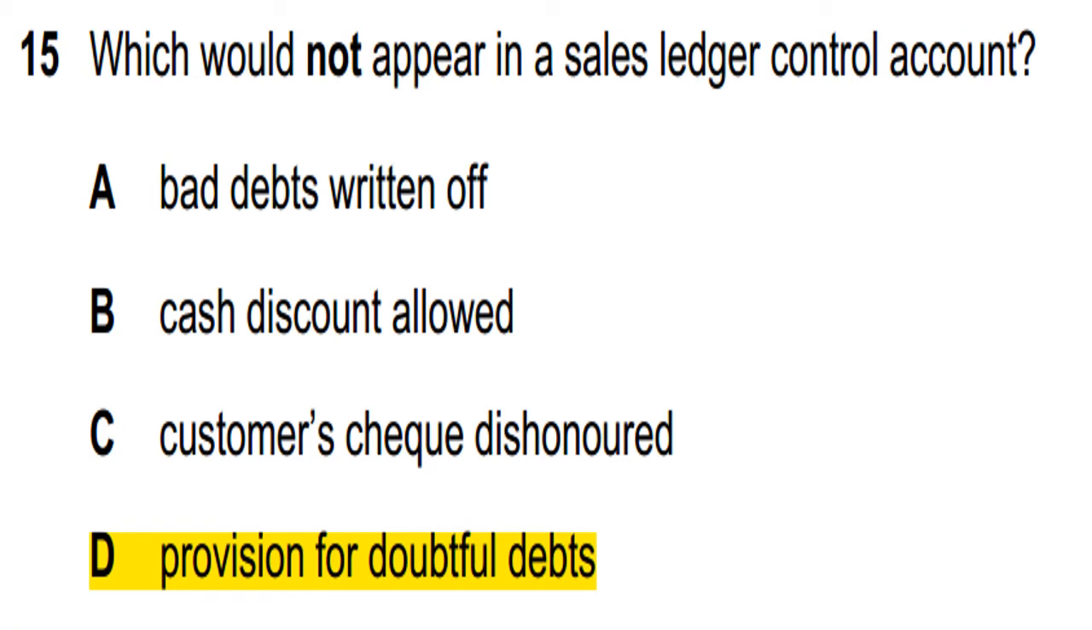Which would not appear in a sales ledger control account? Option D is correct, provision for doubtful debts. All these other options will be included in the sales ledger control account: bad debts written off, cash discounts allowed, customers' cheques dishonoured. D will not be recorded in the sales ledger control account.